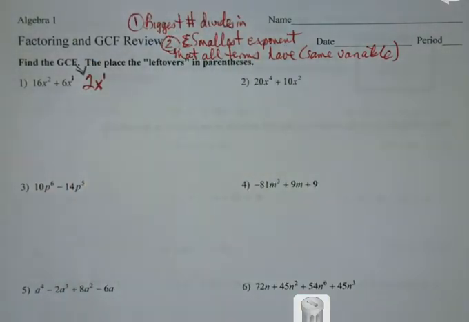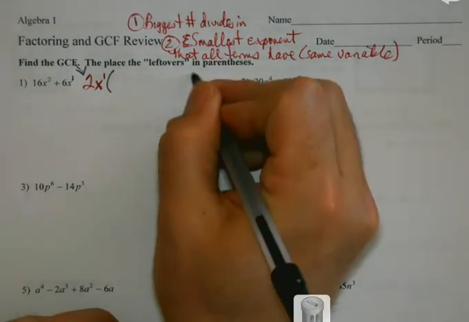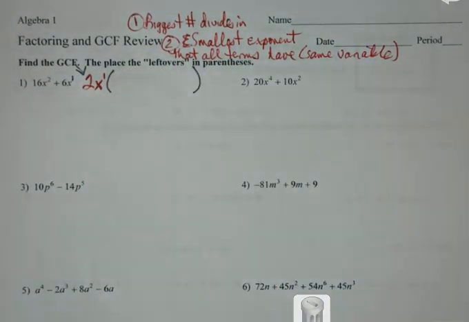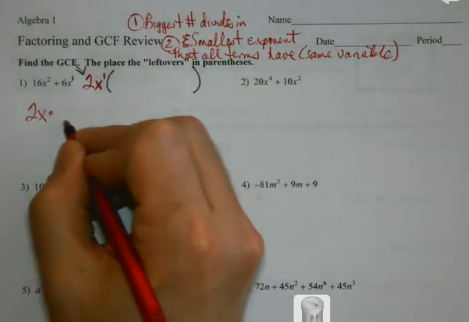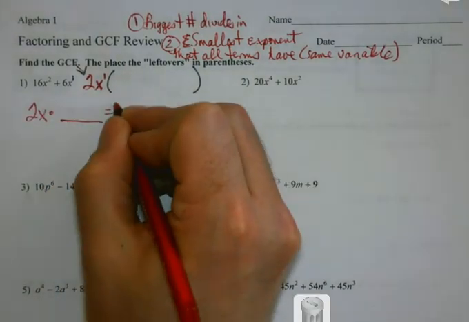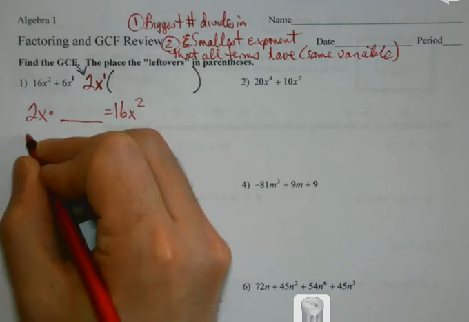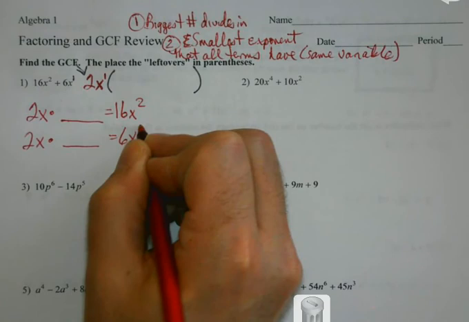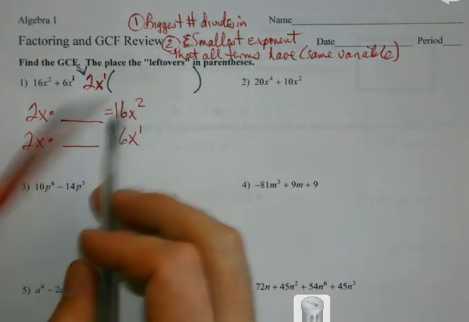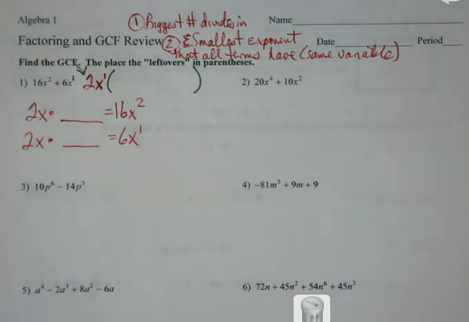But I'm not quite done. Then I'm going to take what's left over and do this parenthesis thing. It's like we're getting ready to set up for the distributive property. So just a reminder again on how this works, and I'll just do this on the first one. I'm trying to figure out 2x times something equals 16x squared, and 2x times something equals 6x. I'm just trying to figure out what goes in here so when I do the distributive property I get the question back.